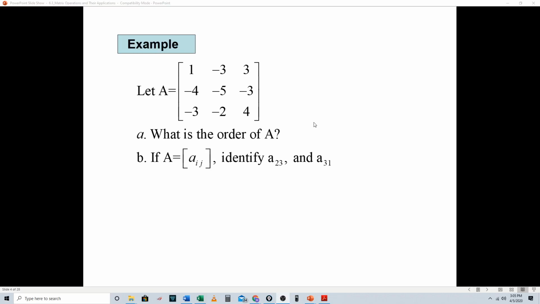Okay, so this is A3. This is a 3 by 3 matrix, right? A23 is second row, third column, -3. And A31 is third row, first column, so also -3. And there we go. There's some information about a matrix.